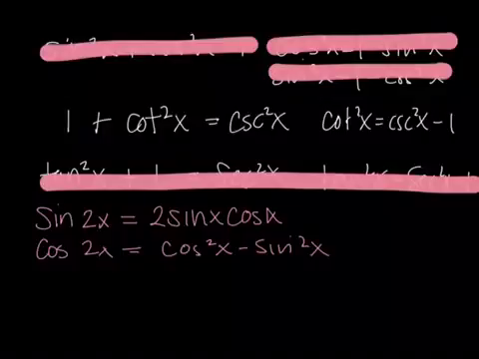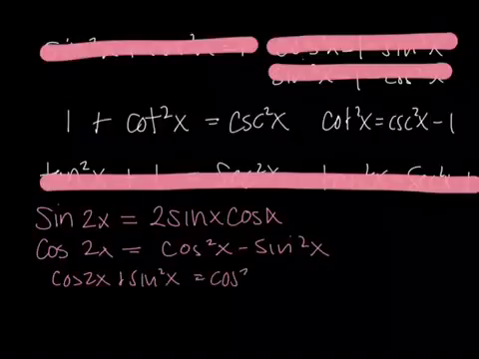what you can do is manipulate this such that cosine squared of x equals cosine 2x plus the sine squared of x. So you can bring that sine squared of x over here. So that means we have cosine 2x plus sine squared of x equals cosine squared of x.